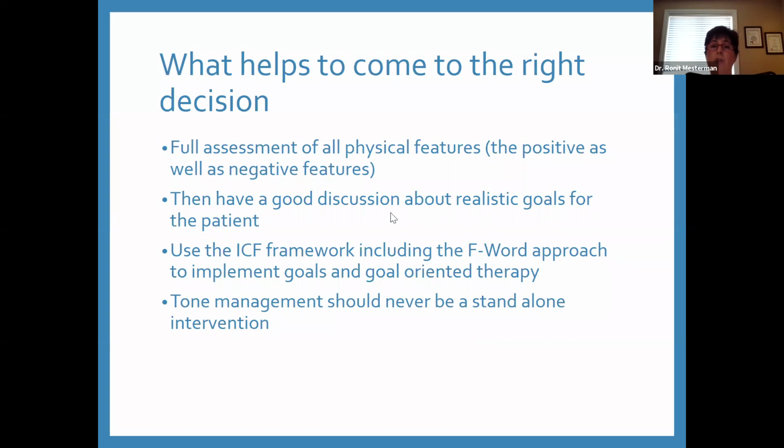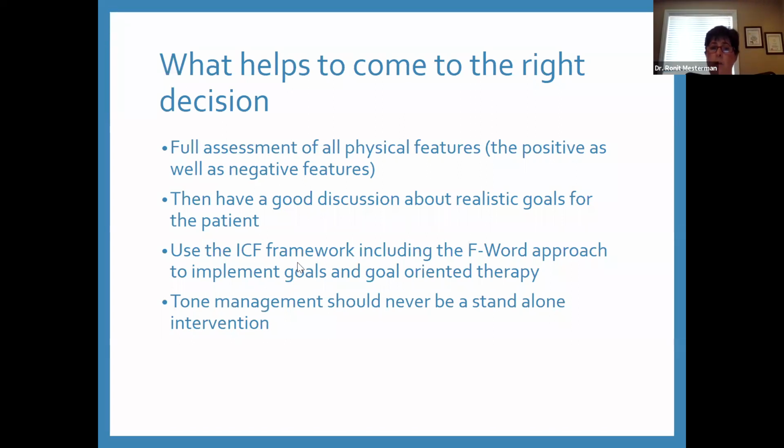Next point is really have a good discussion. A lot of patients come to us neurologists with the hope that we have something to offer to fix their child. Unfortunately, without sounding too negative, we do not have currently an intervention that can cure cerebral palsy or can cure spasticity in its holistic way. We can reduce the tone, but the core features, especially the difficulty in controlling the movement, will continue. So having a realistic discussion around what's doable is important.